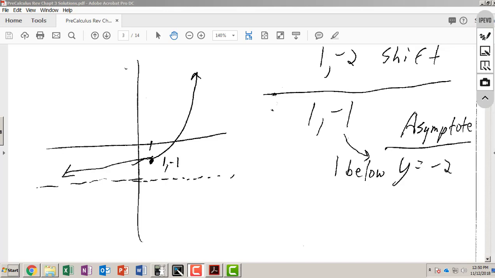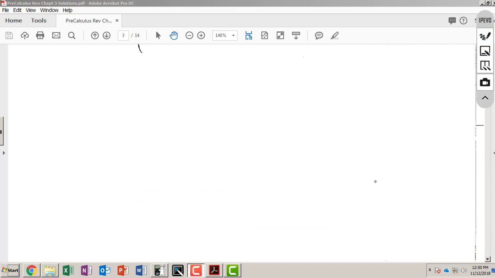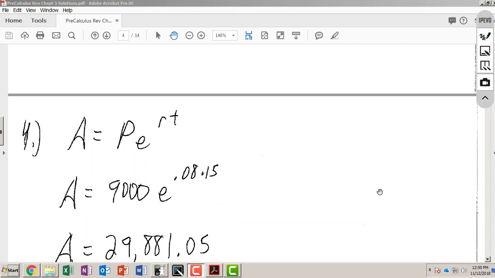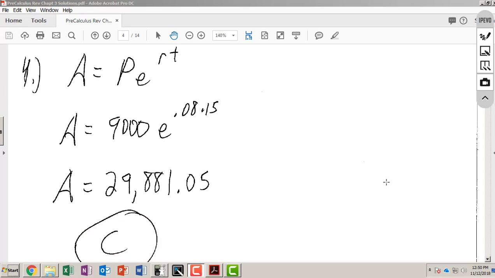Okay, looking at this next equation here. So on this next number, on number 4, it says if $9,000 is invested in a long-term trust fund with an interest rate of 8.8% compounded continuously, what is the amount of money in the account after 15 years?